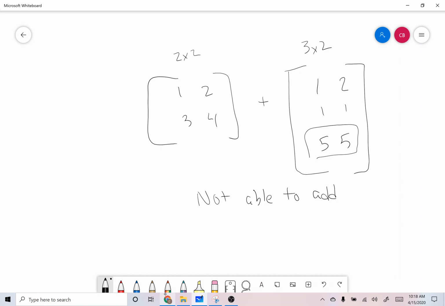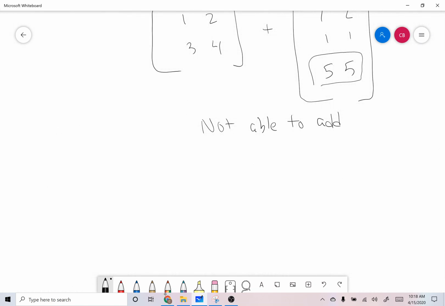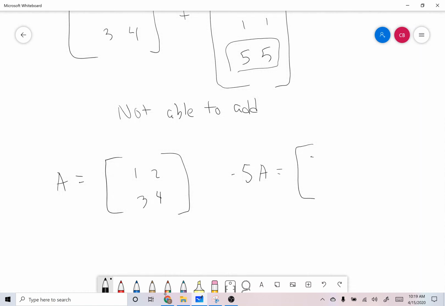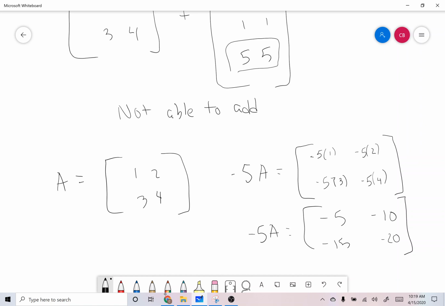So some other things we can do, we can multiply a whole matrix by a scalar. So for instance, if I give you 1, 2, 3, 4, let's say this is matrix A, and I ask you for negative 5A, then all you're going to do is do negative 5 times each entry. And we get negative 5, negative 10, negative 15, and negative 20. And that would be negative 5A. That would be the matrix negative 5A.